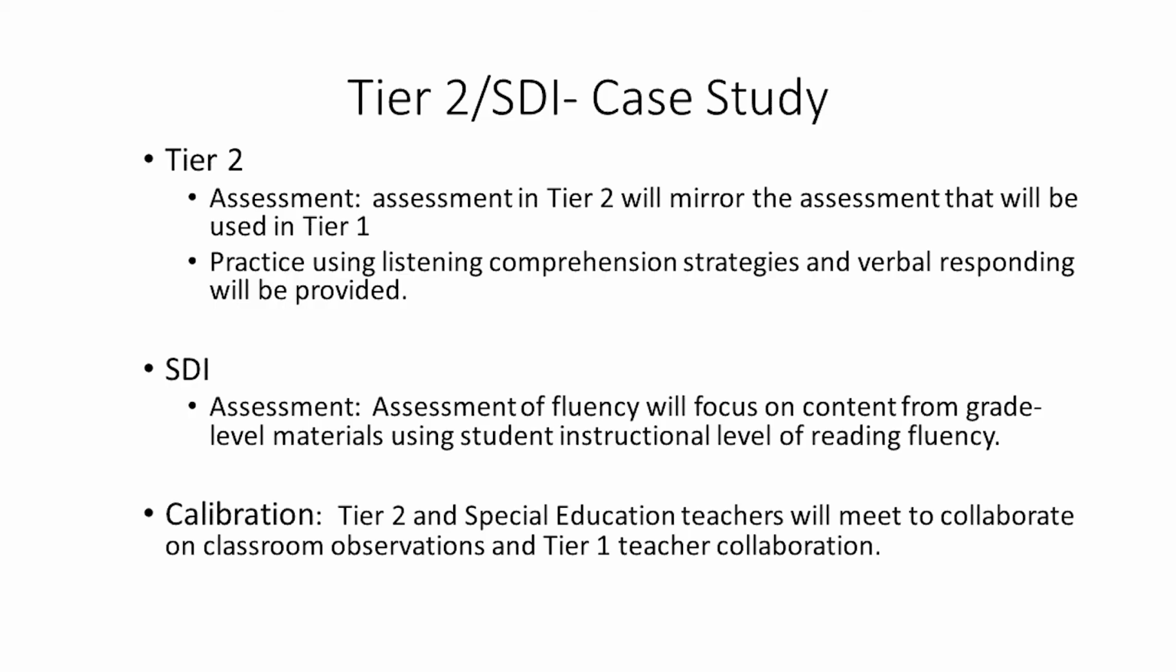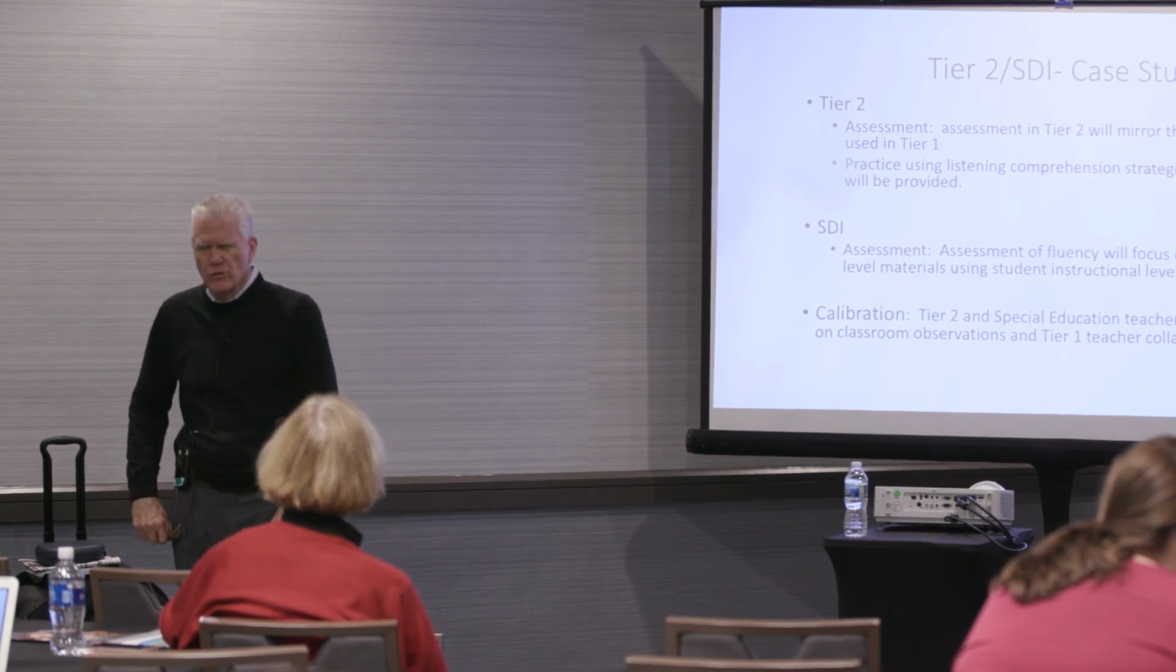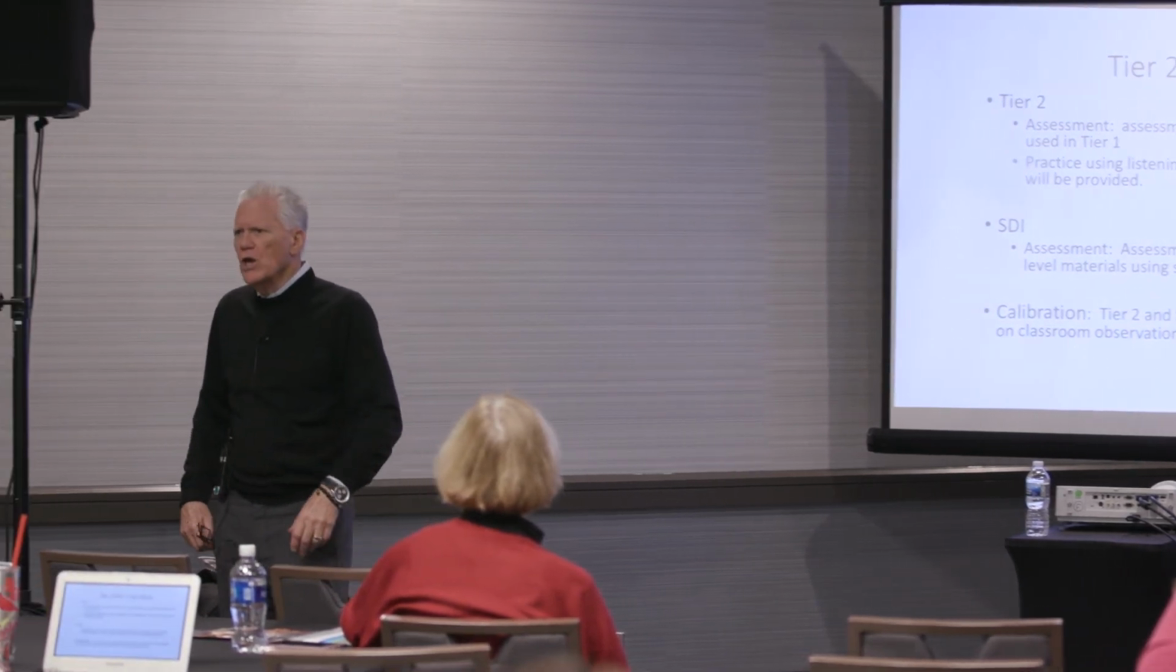Practice using listening comprehension strategies and verbal responding will be provided. Specially designed instruction: assessment of fluency will focus on content from grade level materials using student instructional level of reading fluency. If you're using DIBELS or you're using Renaissance Learning, Star Reading, Star Math, you can also do that stuff. That still isn't going to generalize real well to the content necessarily. So do assessments embedded in Tier 1 curriculum. Make word lists and see if the kids can read them out of the social studies text they're reading on Friday.